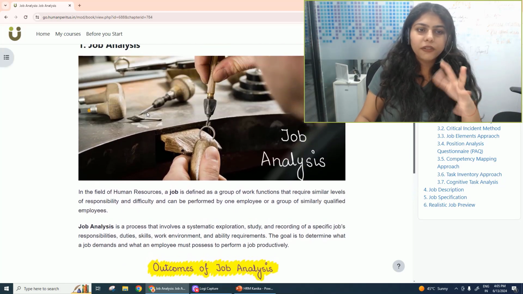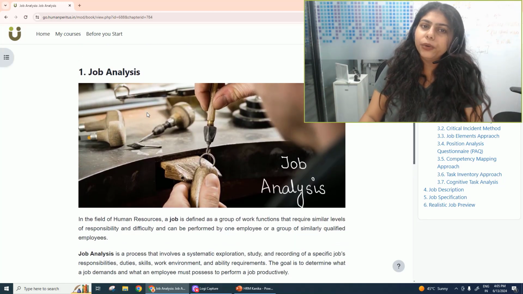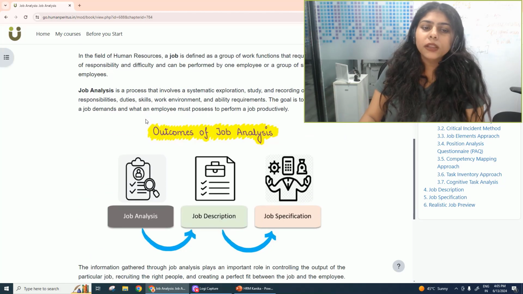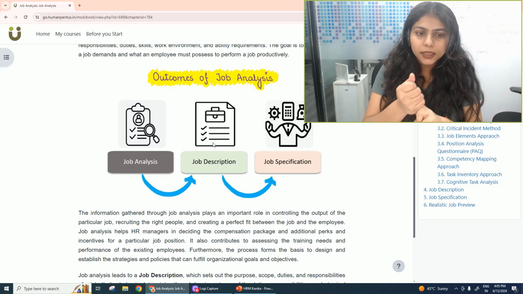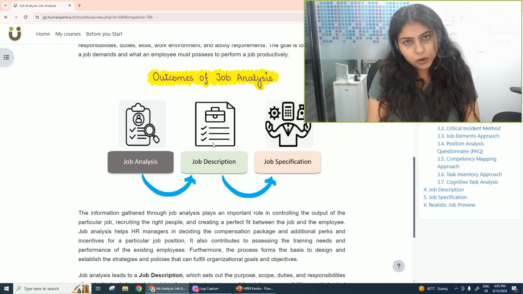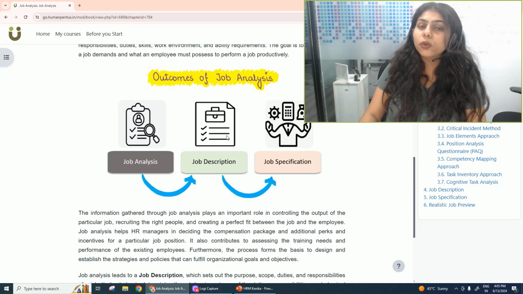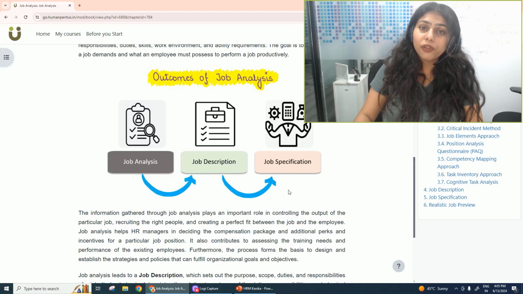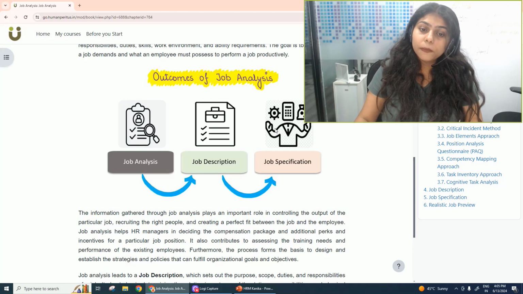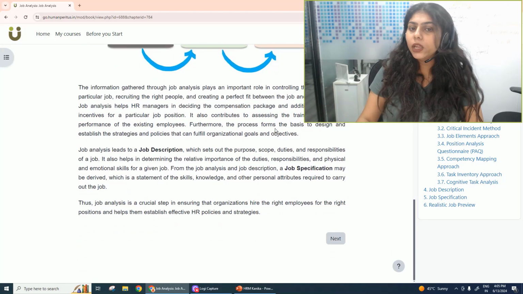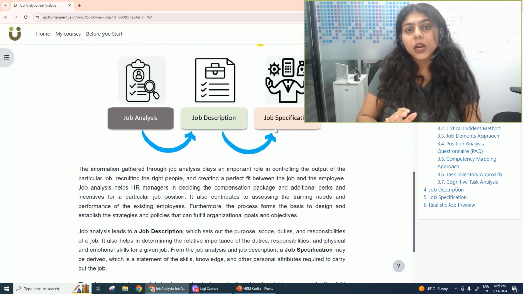Okay, now that we've understood job analysis, we have to understand why exactly we're doing the job analysis. So what is the reason for me doing job analysis? Two things can come out of job analysis. First, from job analysis, we move on to job description, and from job description, we also get job specification. So these are the two reasons we're doing job analysis. Now, what is job description?